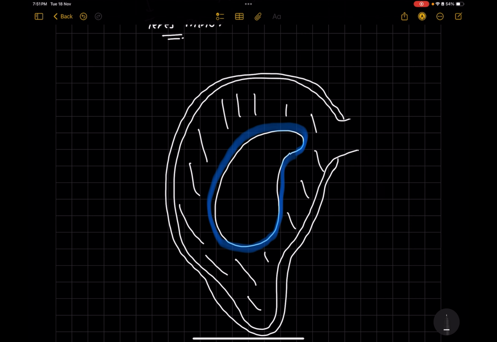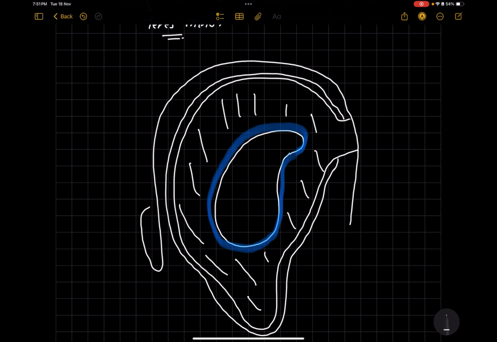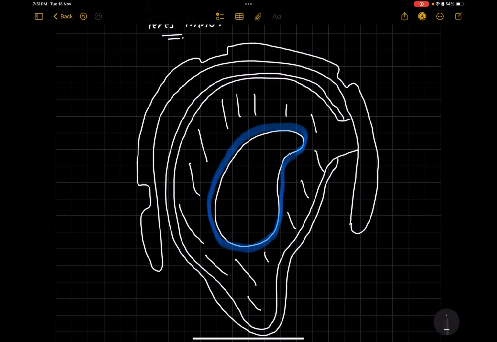Now starting with the muscles. This is your first muscle, the teres minor. This is your second muscle, the infraspinatus. This is your third muscle, the supraspinatus. And this is your fourth muscle, the subscapularis. Now what I told you is that the muscles do not make up the rotator cuff, but their tendons do. So these are the tendons.